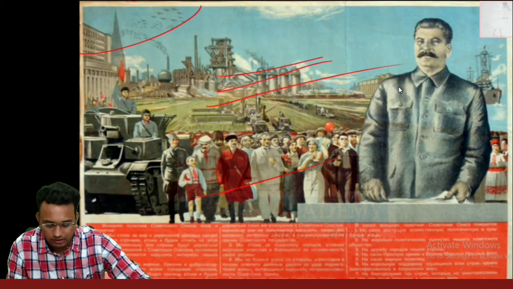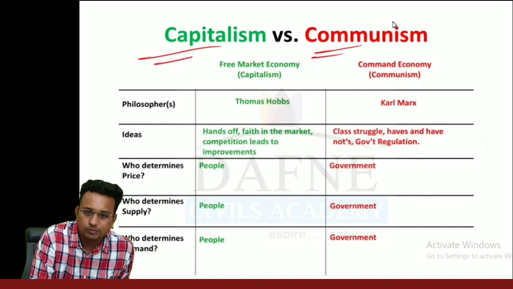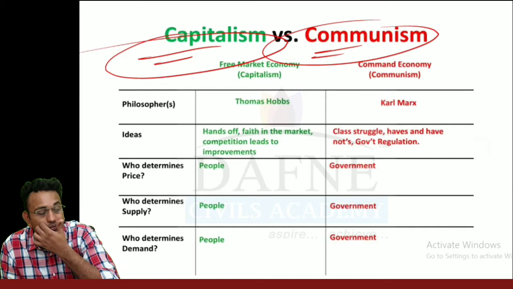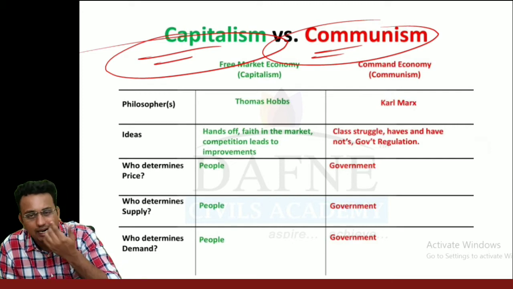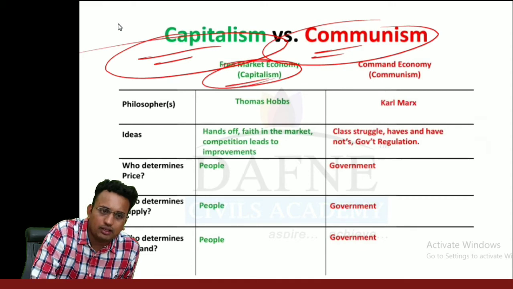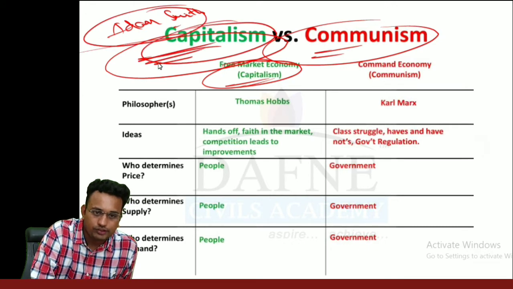These are capitalism versus communism. You have a topic on this in your political ideologies: communism, socialism, capitalism and all. Free market economy, the Wealth of Nations. One important person is Adam Smith, the propounder of capitalism.